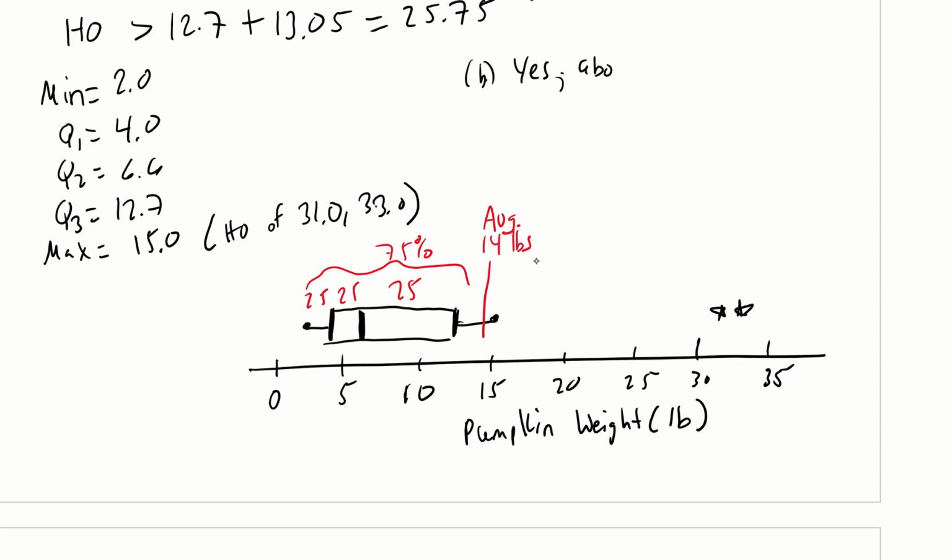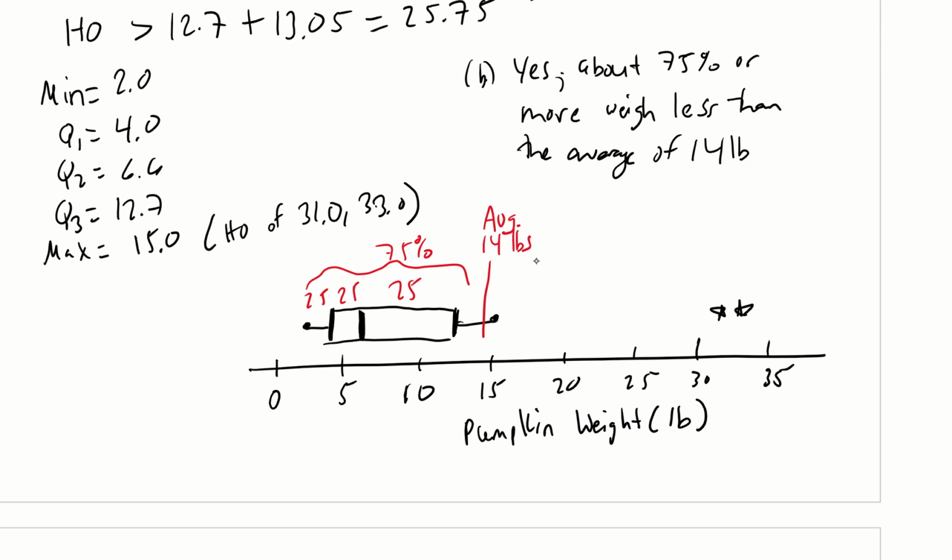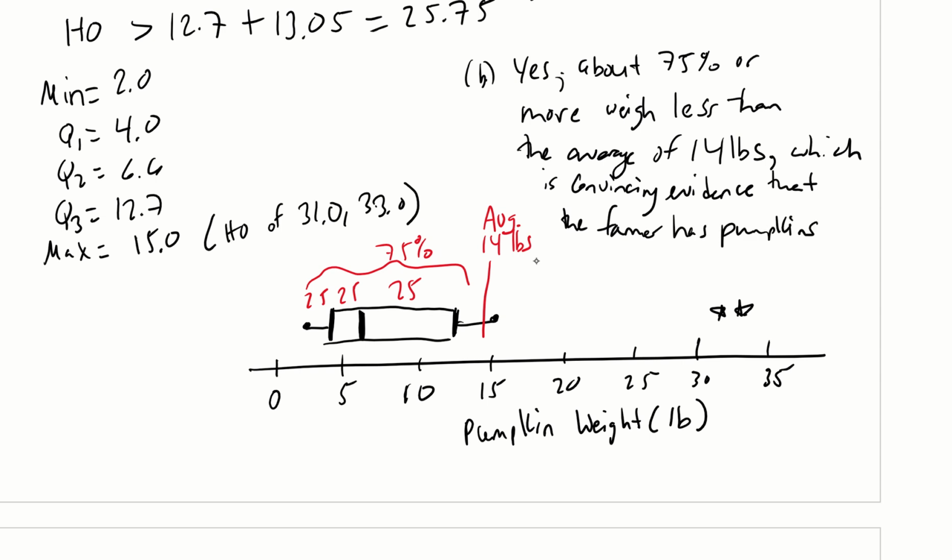So it says about 75% or more weighed way less than on the average of 14 pounds. So which is convincing evidence that the farmer has pumpkins that are less than 14 pounds. All right, so most of those pumpkins are less than 14 pounds.